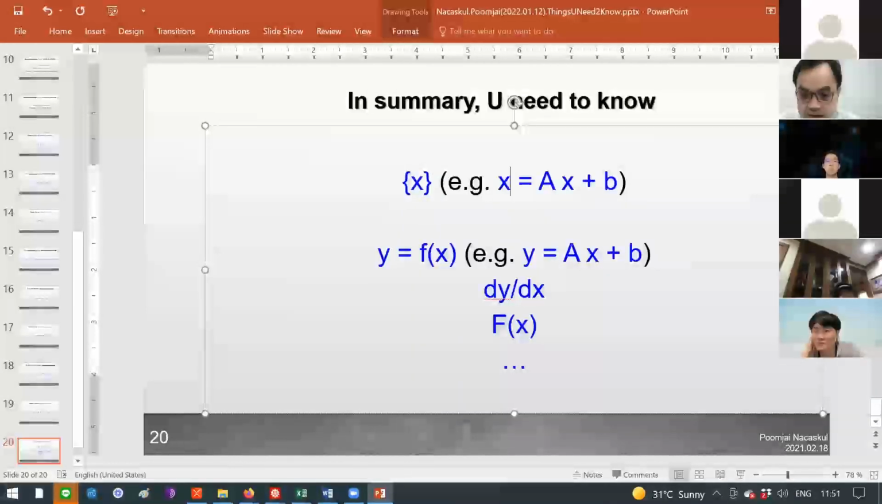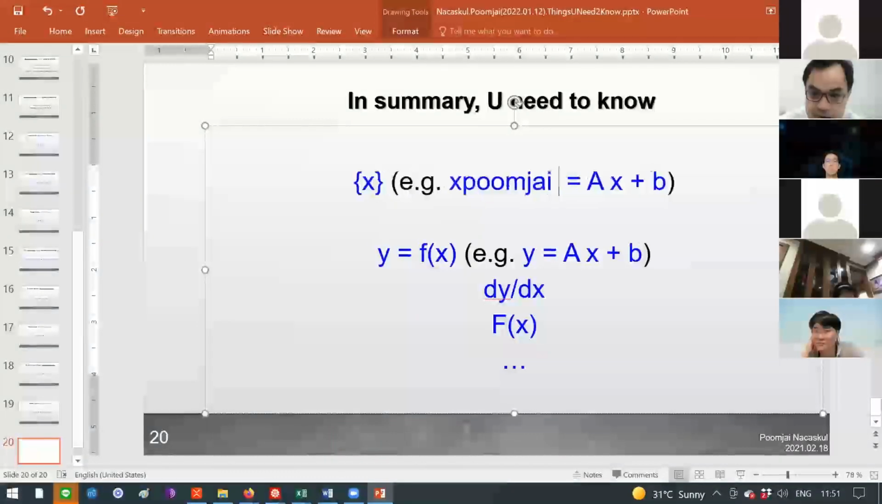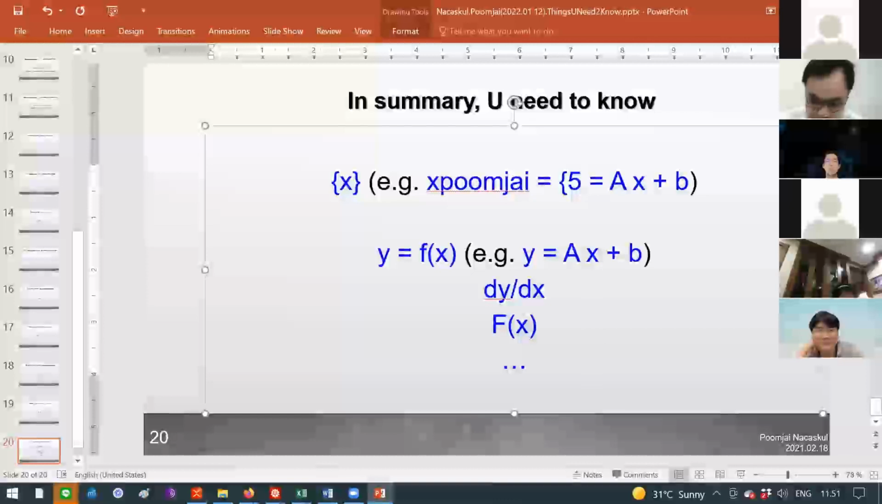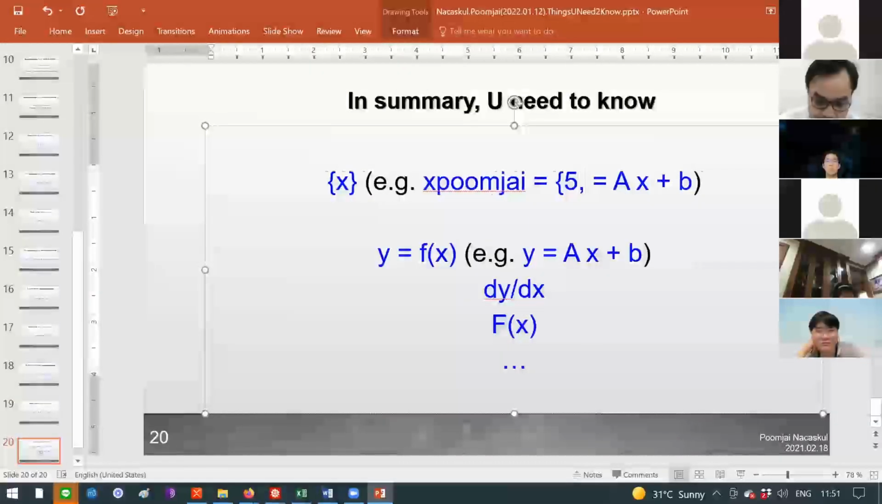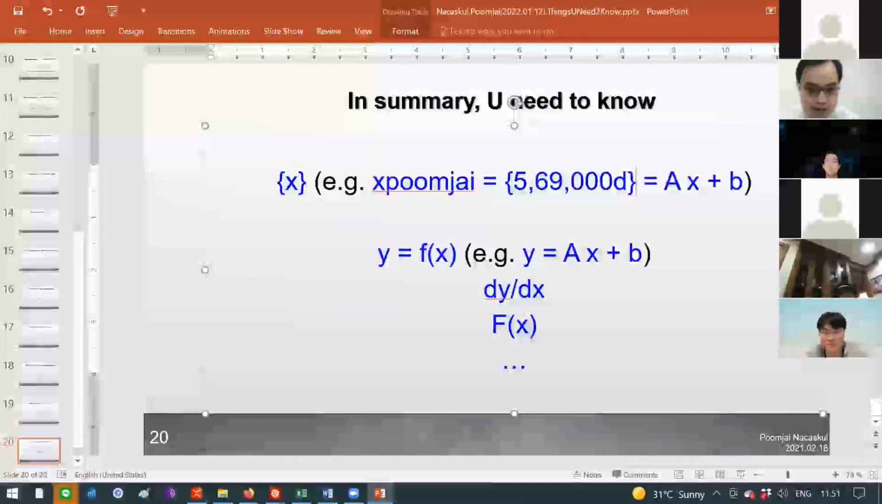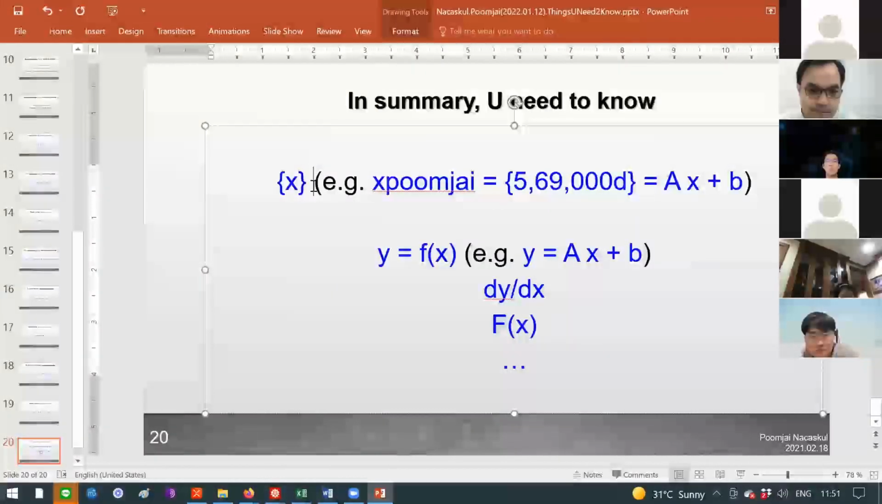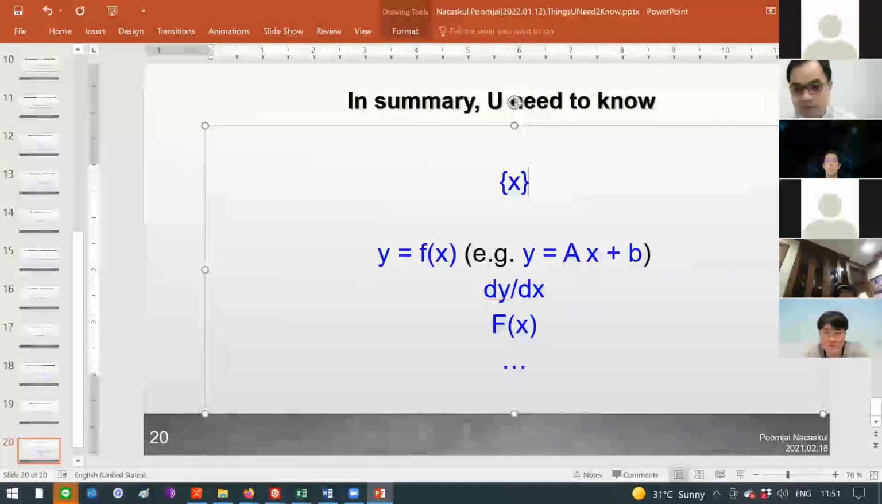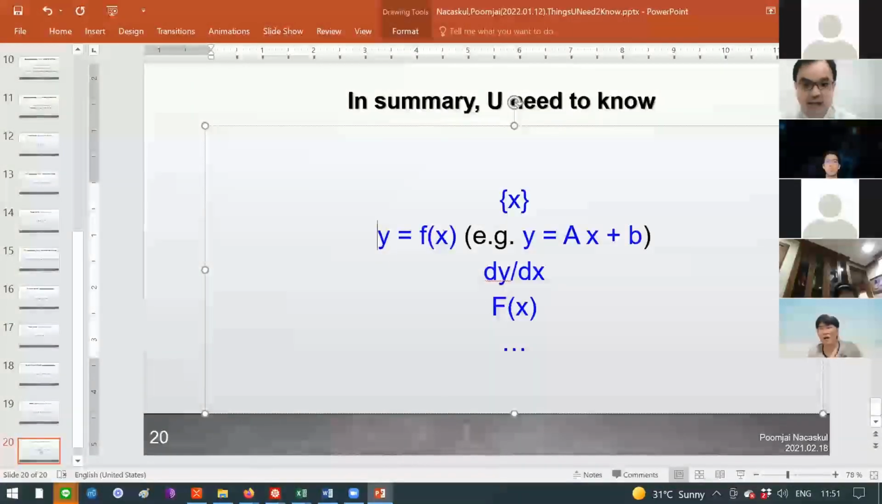Say 5 foot something and 68 kilograms and so on. So it's not just one value. X could be a vector value. But you certainly have X for Pumjai, you have X for Pi2, X for this, X for that. That's what you want to know.